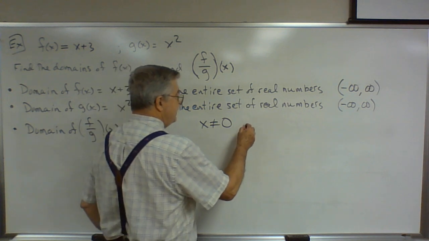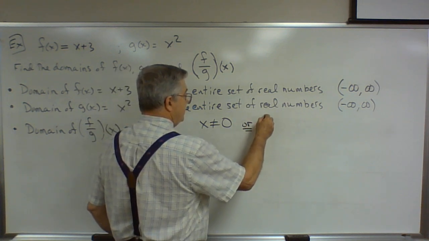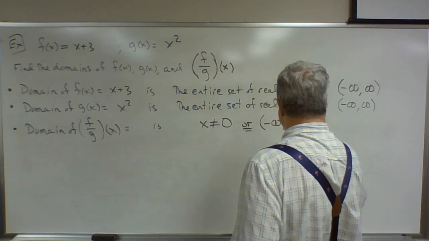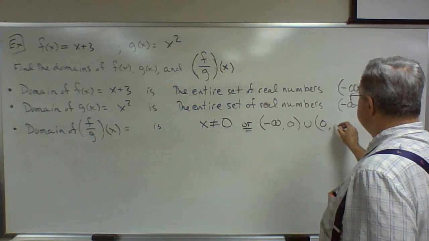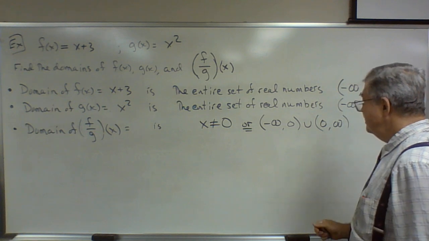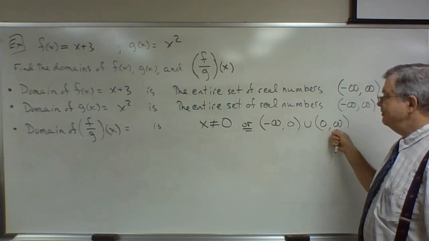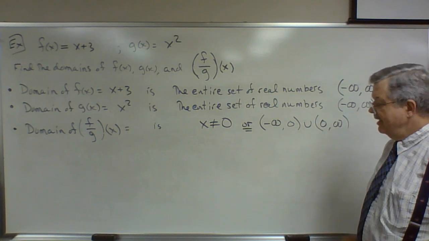And we can write it in interval notation this way. Negative infinity to 0, and 0 to infinity. So all of the x values in these two intervals make up the domain.